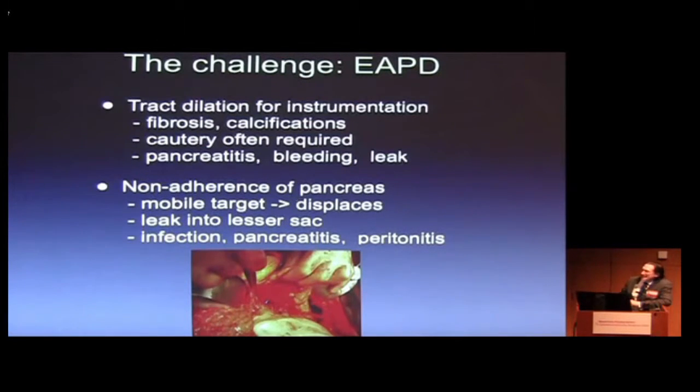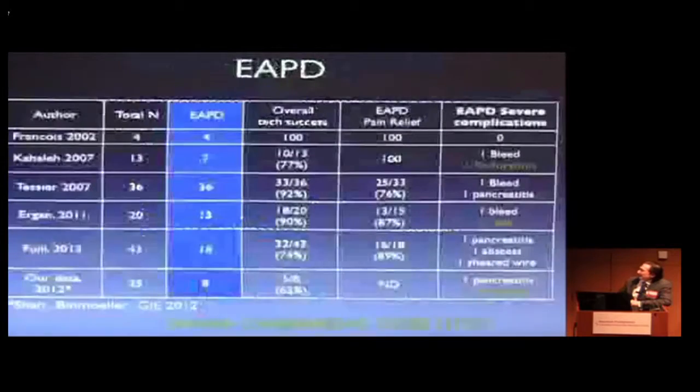Also remember that the pancreas is not adherent to the stomach wall, even though it may appear so. There is the lesser sac between the stomach and the pancreas. It's a mobile target, and it easily displaces. There is a risk of leakage into the lesser sac with complications of infection, pancreatitis, and peritonitis. And here you could see at the time of surgery where we placed a stent from the pancreatic duct into the stomach, you can see that gap in the lesser sac. That's that space between the organ and the stomach.